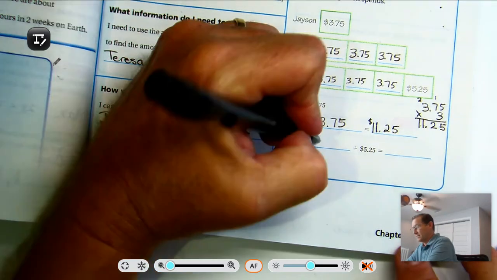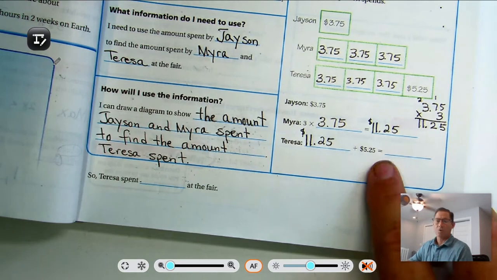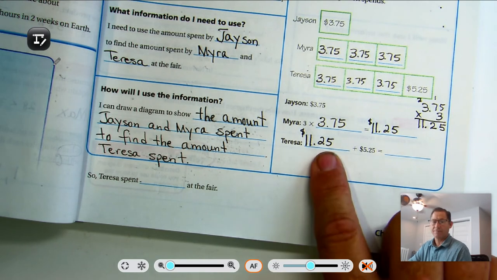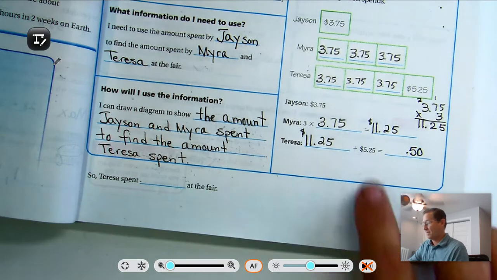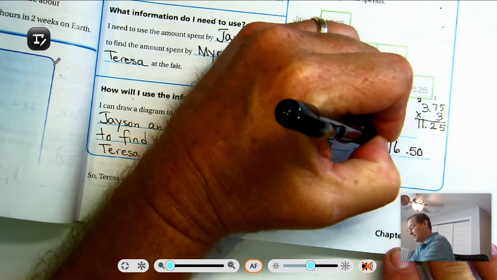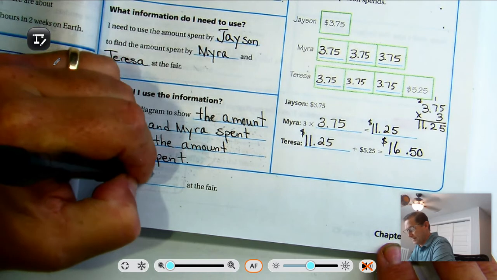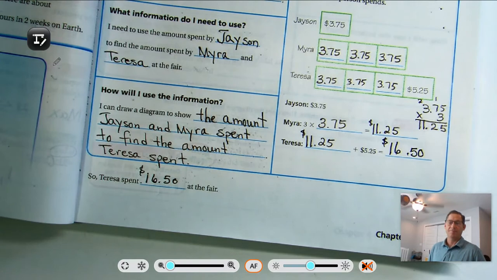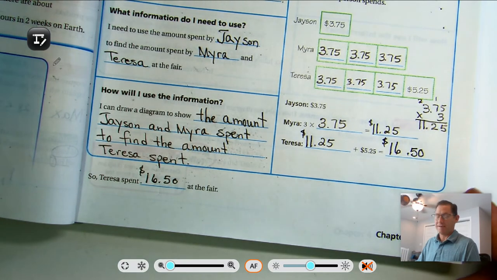Teresa spent that same $11.25, but also spent $5.25. Well, 25 and 25, that's 50 cents. $11 plus $5 is $16. So Teresa spent $16.50 at the fair. All right. So let's go to page 184.